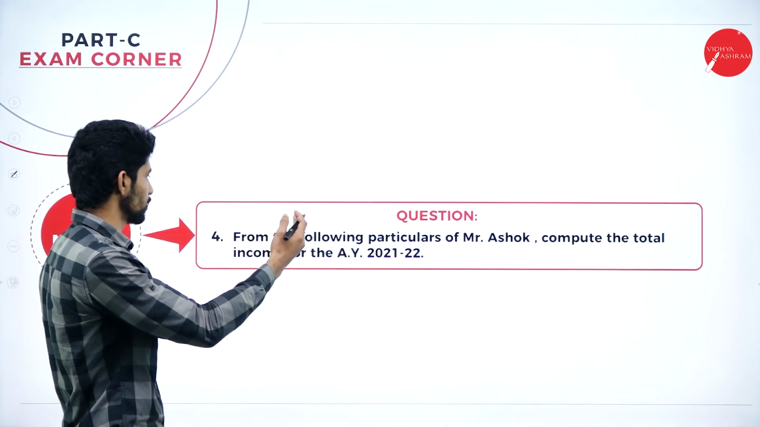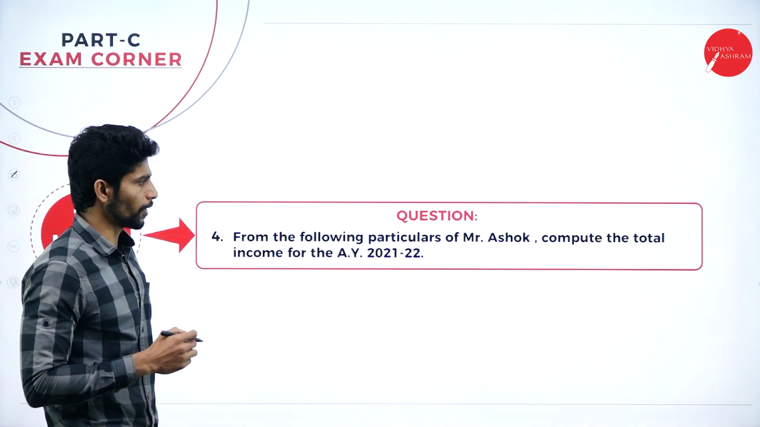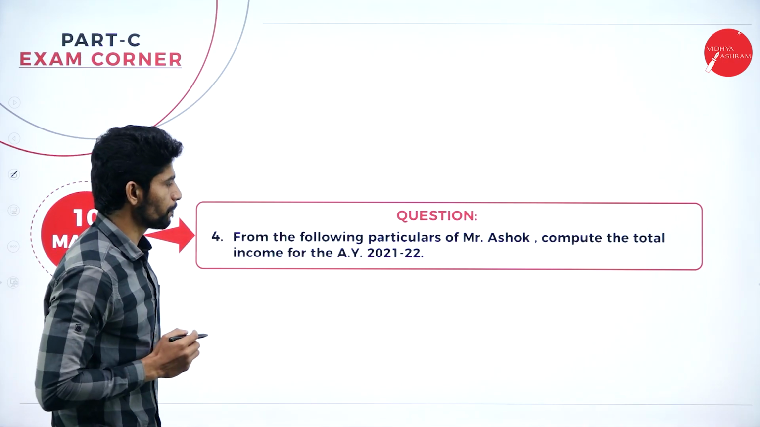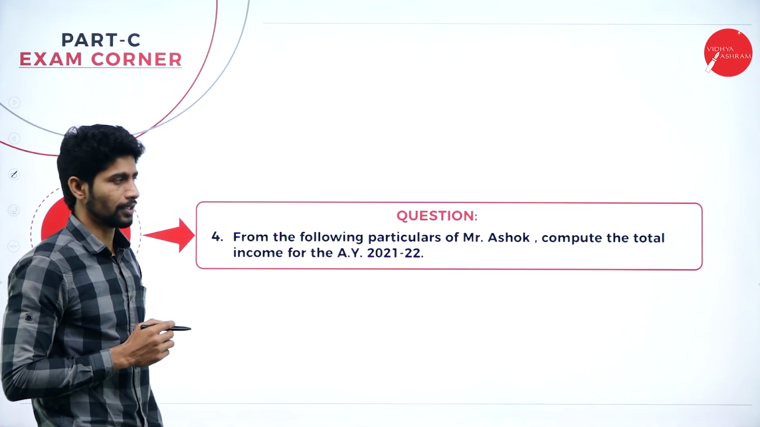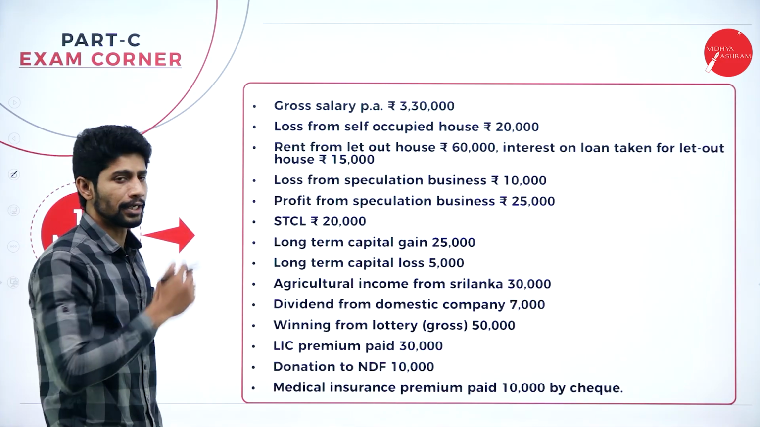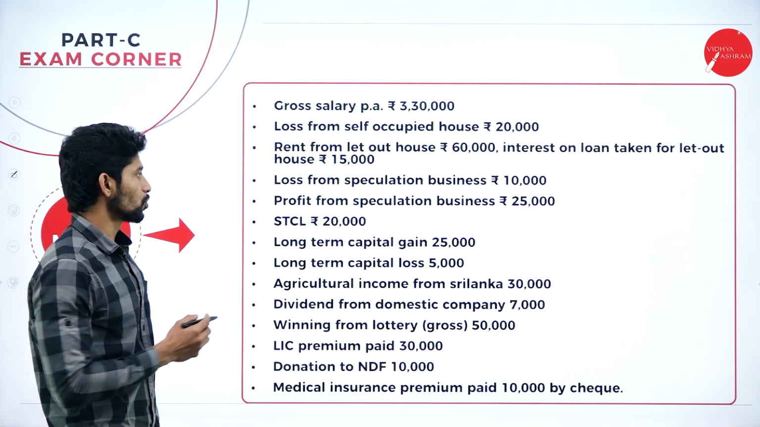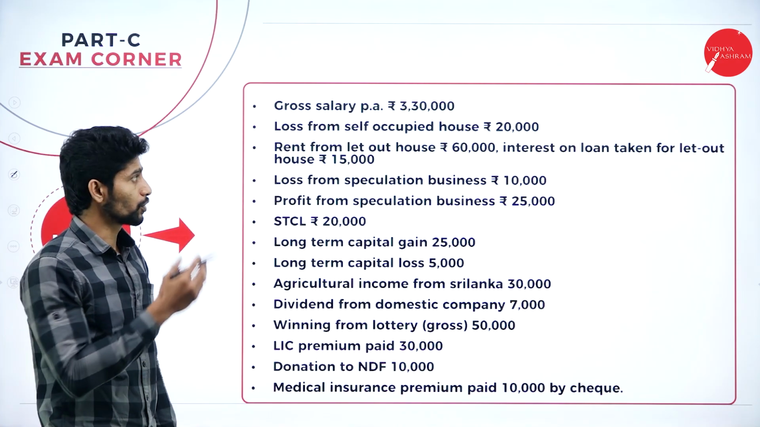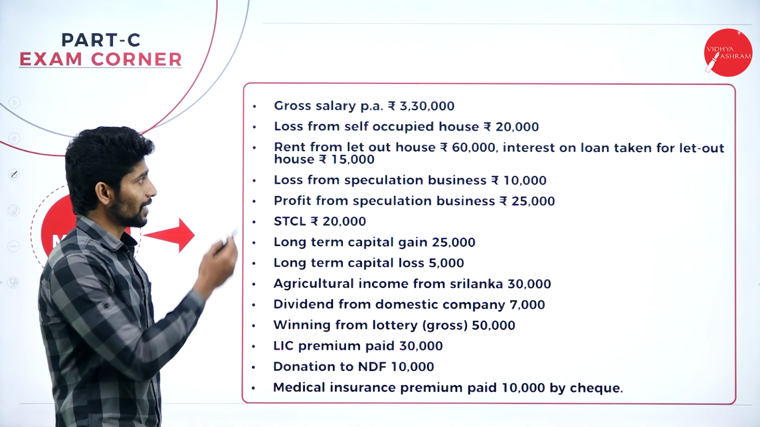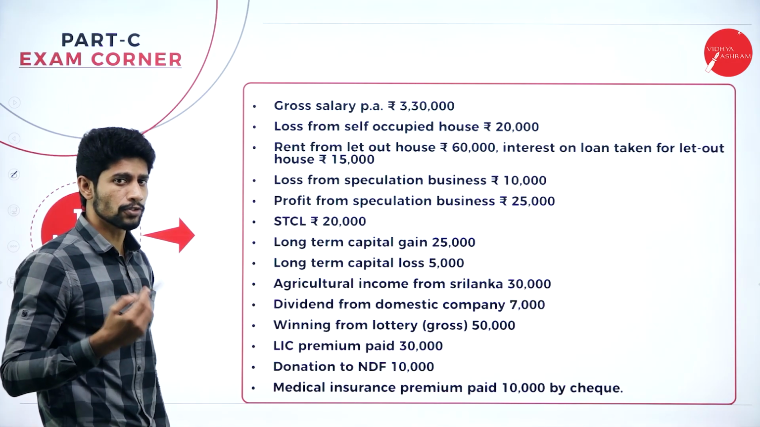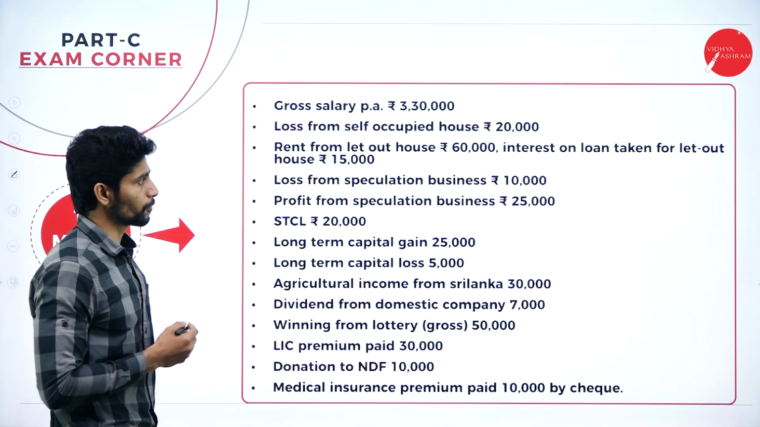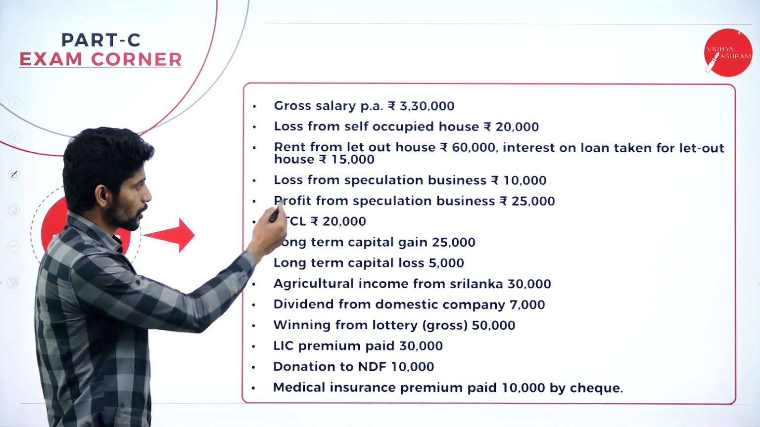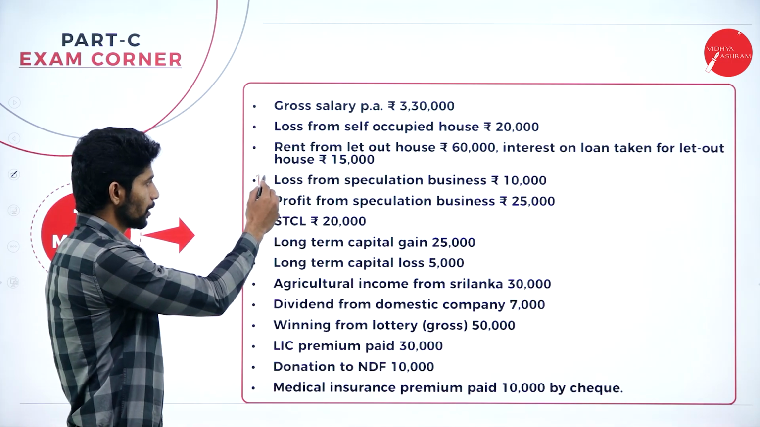So next, moving further, from the following particulars of Mr. Ashok, compute the total income for the assessment year. Here this information is relating to individual income. So what you are supposed to do is compute the total income. Gross salary relating to salary, loss from self-occupied house property, that is house property. Next, rent from let out property relating to house property. Next, loss from speculation business relating to business.